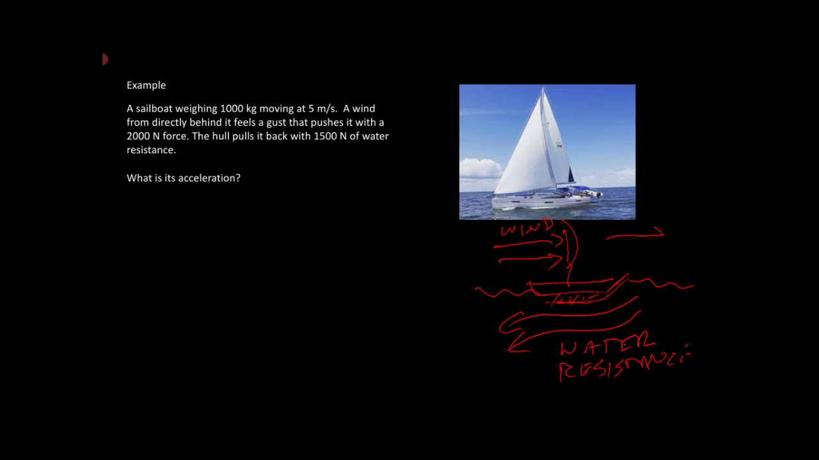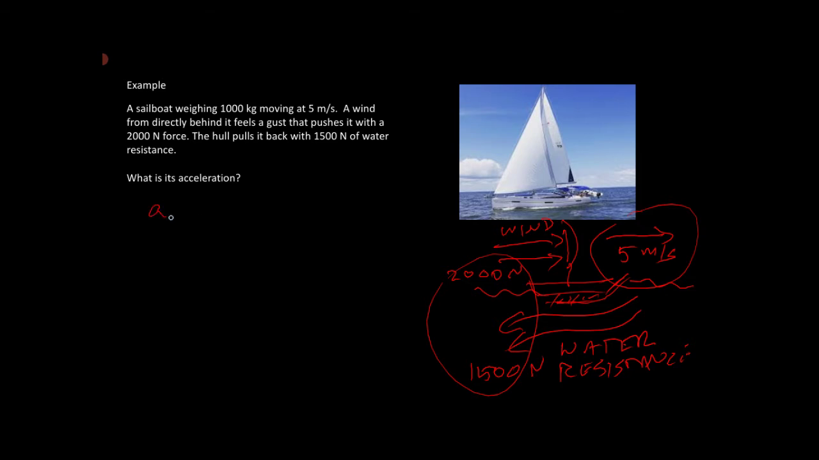Okay, and the boat's moving at 5 meters per second. The wind is causing a 2000 Newton force. Water resistance is a 1500 Newton force. So these are unbalanced, so this is going to tend to speed this up. So I want to figure out what the acceleration is, how much it's speeding up per second.